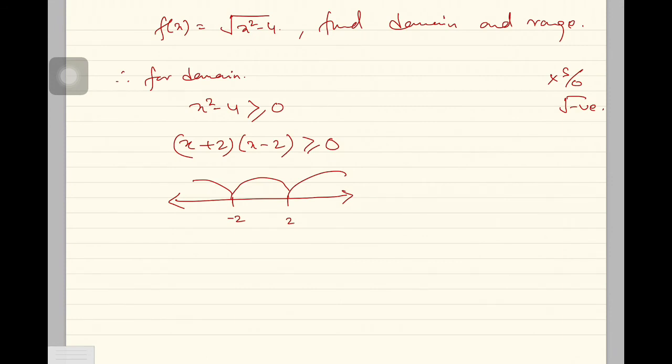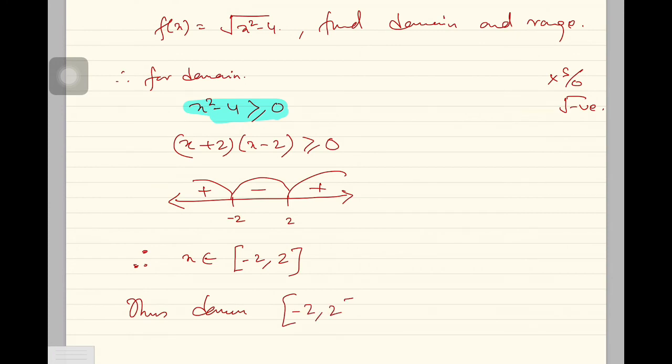Let's try with first left, means minus 3 square, 9 minus 4, that will be positive. In the middle, if I put 0, it will be negative, and on the right it will be positive. But according to the equation, I want greater than equals to 0. So therefore x belongs to, you may say, minus 2 to 2 box bracket. Thus what will be the domain? Domain will be all those numbers between minus 2 and 2. So did you understand? That's how we solve the first part of the question, the domain part.